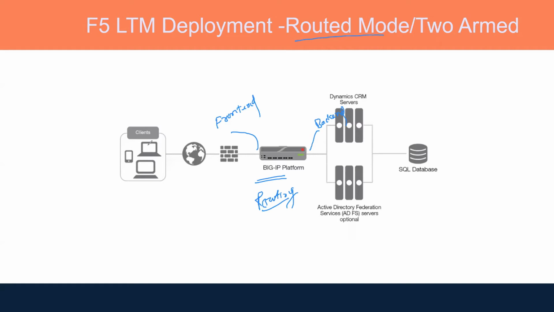So let's say if these clients want to access any application server, they would send that to the front end, which is the virtual server, and F5 would be generating the request to the backend server, getting the data from there, and then serving it back to the client. So this is two-arm deployment. So all the routing would happen on the F5 level over here, right?